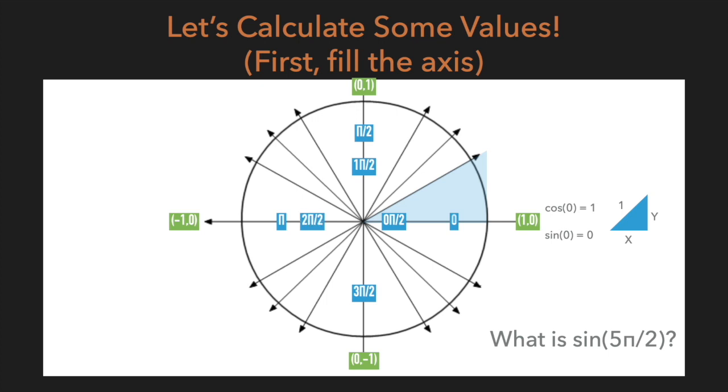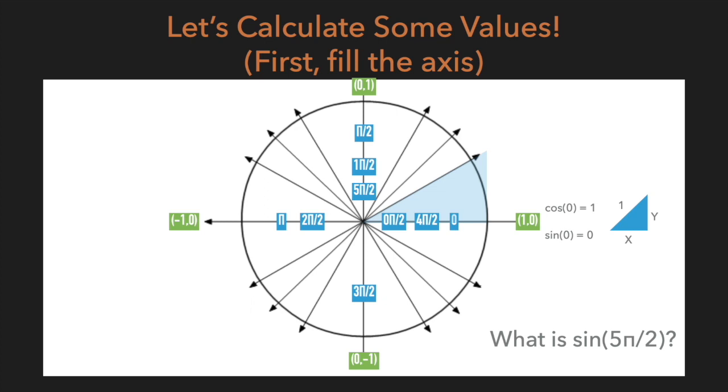2 times pi over 2, 3 times pi over 2, then we have 4 times pi over 2, which is the same thing as 2 pi. And then we have 5 pi over 2. Okay, that's what we're looking for. And we notice that the sine is 1, the y coordinate. And so to determine these more difficult looking values, use a pattern.